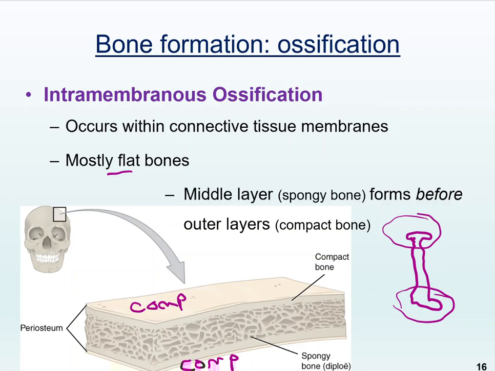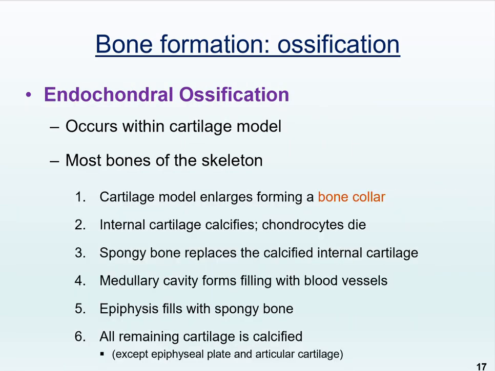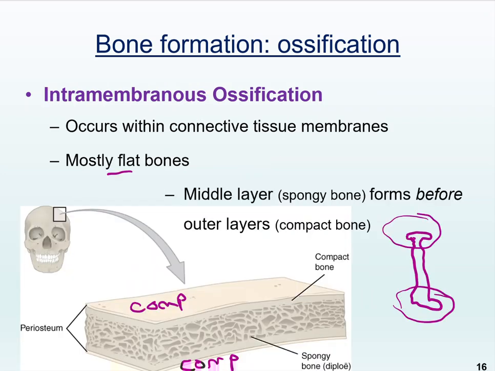This one starts with a connective tissue membrane. Basically, you have a connective tissue membrane growing first, and then the laying down of the bone occurs from that. So that middle layer, the spongy bone, forms first, and then you grow the edges of the bone. You start by making the spongy bone in the middle, and then you grow the outer parts, the ends of that sandwich.